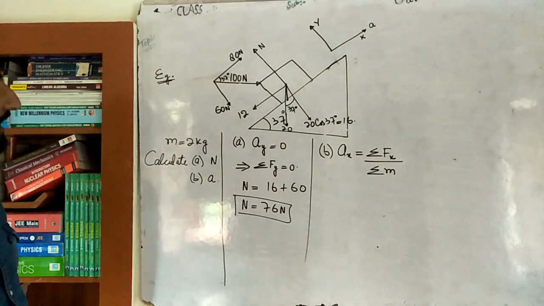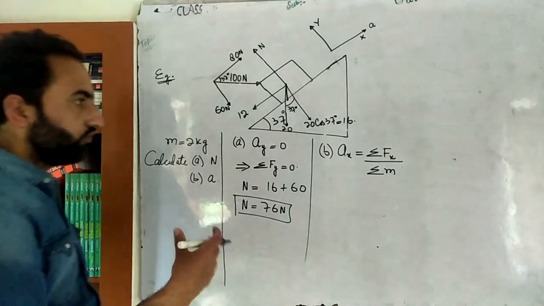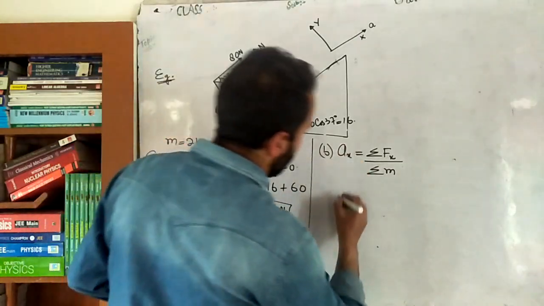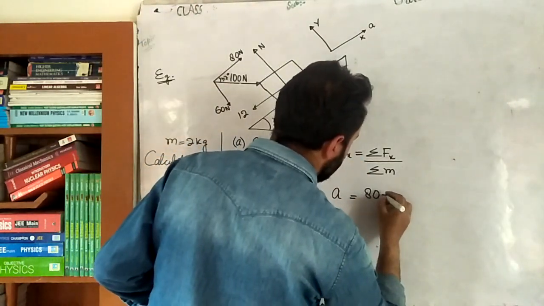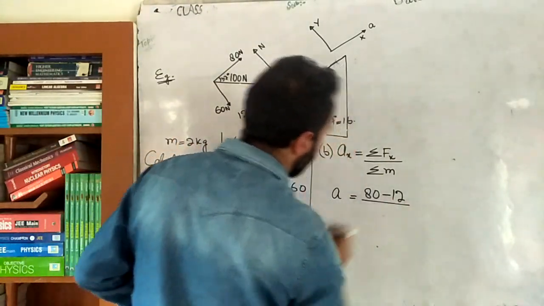Okay, now how many forces are there along the x-axis? There are obviously two forces along the x-axis. So take that force positive which is along the x-axis, and that negative which is opposed to the x-axis. So acceleration will be equal to, along this we have 80 Newton, minus along this we have 12 Newton opposed to the x-axis, divided by mass.